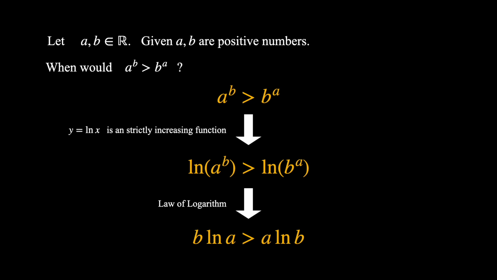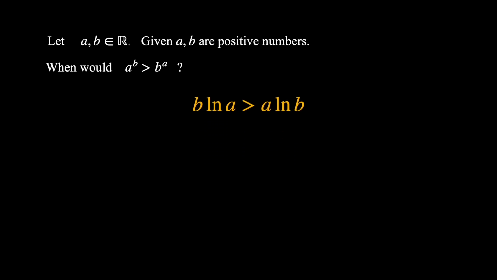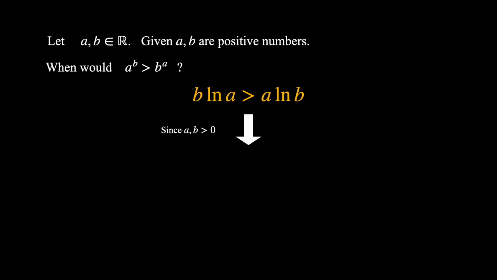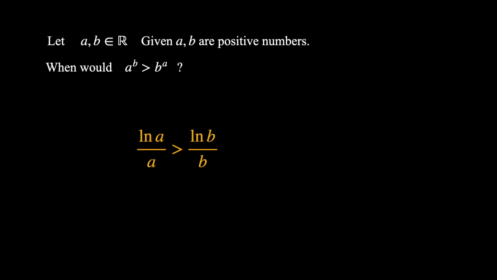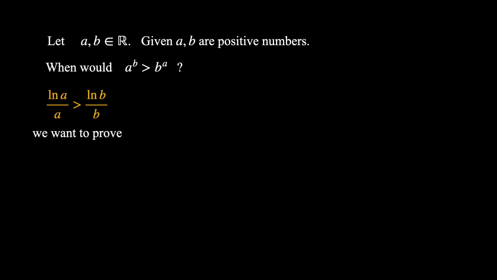The main goal here is that, instead of proving it directly, we prove this intermediate step. Then we go backwards to conclude the result. Now since a and b are positive numbers, we can rearrange it to log a over a is greater than log b over b. This means that if we can find a condition that this inequality is true, by noticing that the left and right side of the inequality have identical format, it is reasonable to consider the function y equals log x over x.